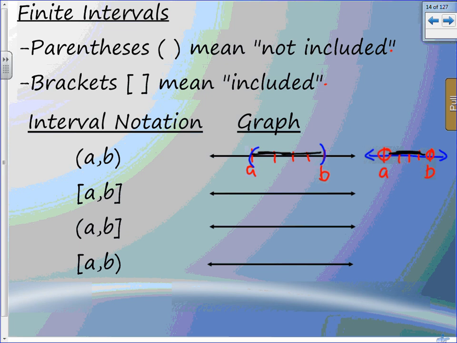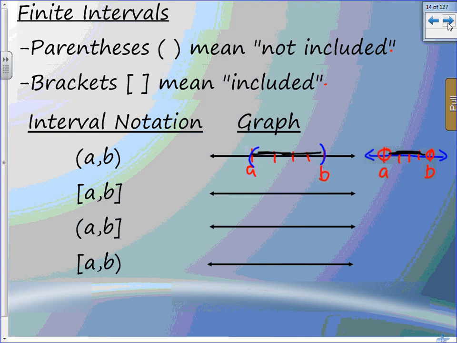So you can write the graph with the parentheses or with the open circles to indicate it's everything in between but not including. So that's when you don't include the boundary points. And this is called a bounded interval because you're not going to infinity. Okay? You can also have where the points are included.